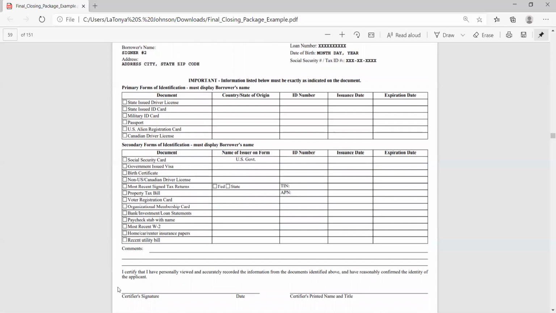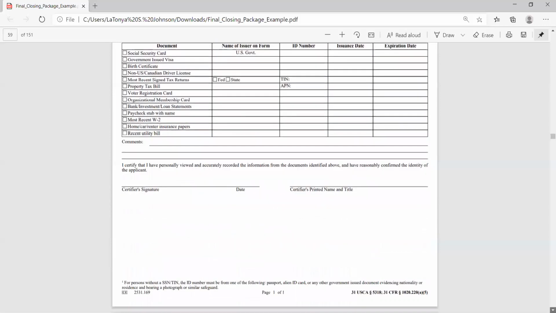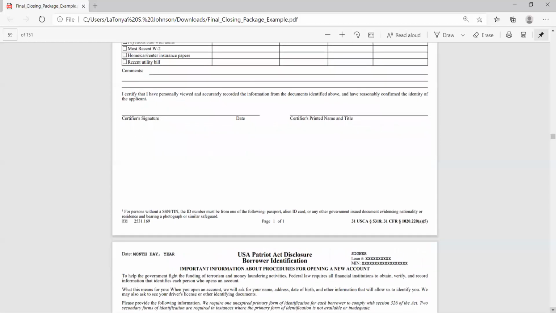And this is just saying, you, the person who is filling this out, because this is for you to fill out: I certify that I personally viewed and accurately recorded the information from the documents identified above. You sign here, date here, print your name and your title here. Never skip that page.